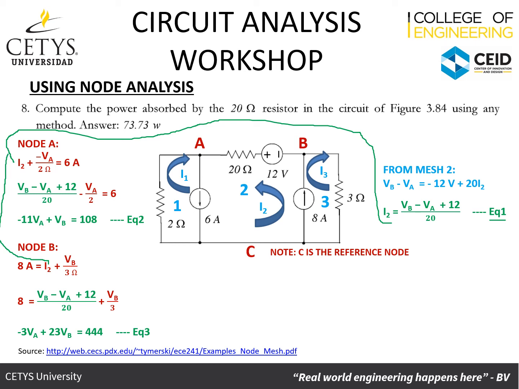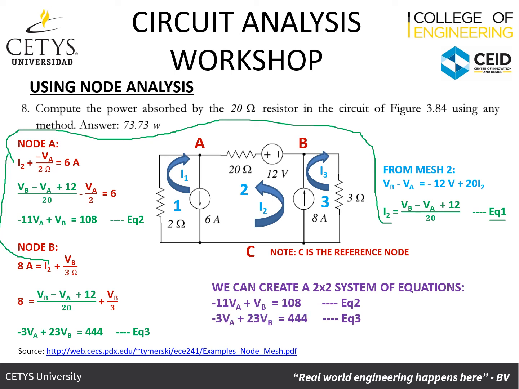Okay, so notice now that we've got 3 equations that represent VB and VA, but we've got 2 voltages, VB and VA, and so if we've got 2 variables, we only need 2 equations to solve for these variables. So we create a system of 2 by 2, using equation 2 and equation 3. And these 2 equations represent VA and VB.